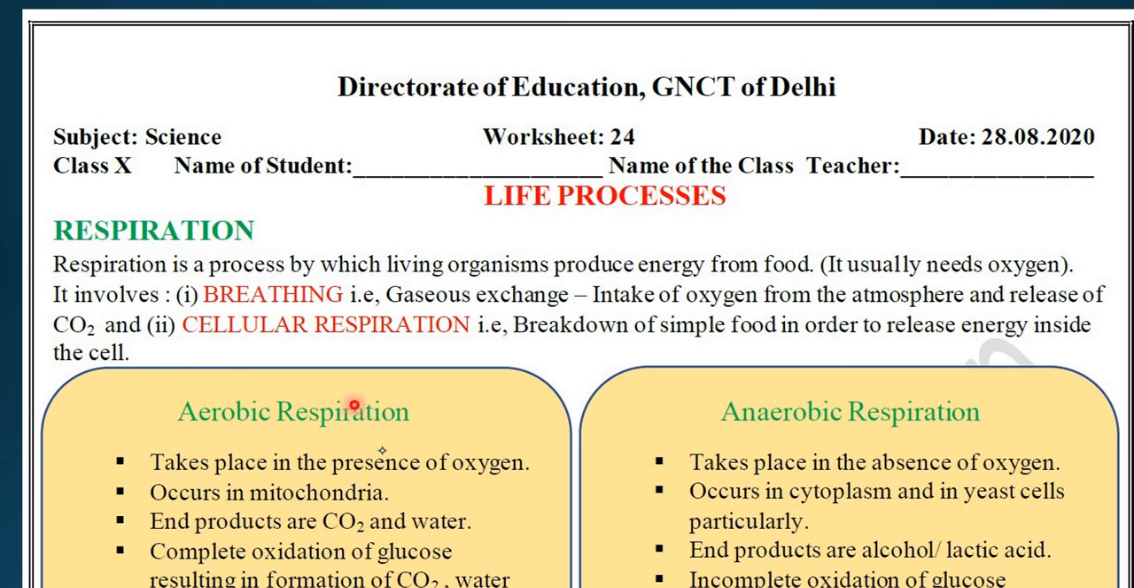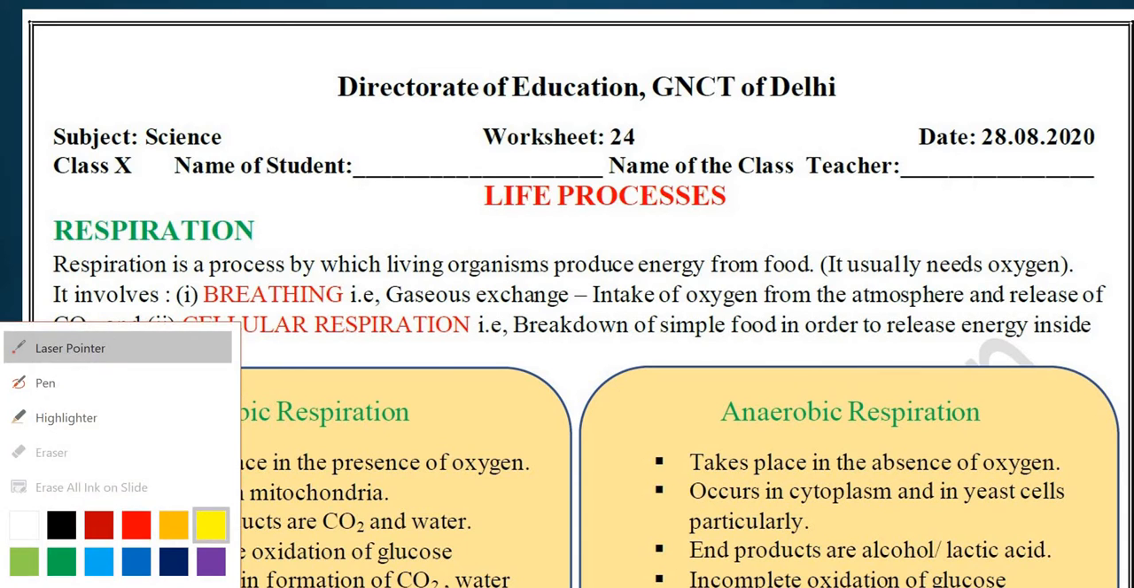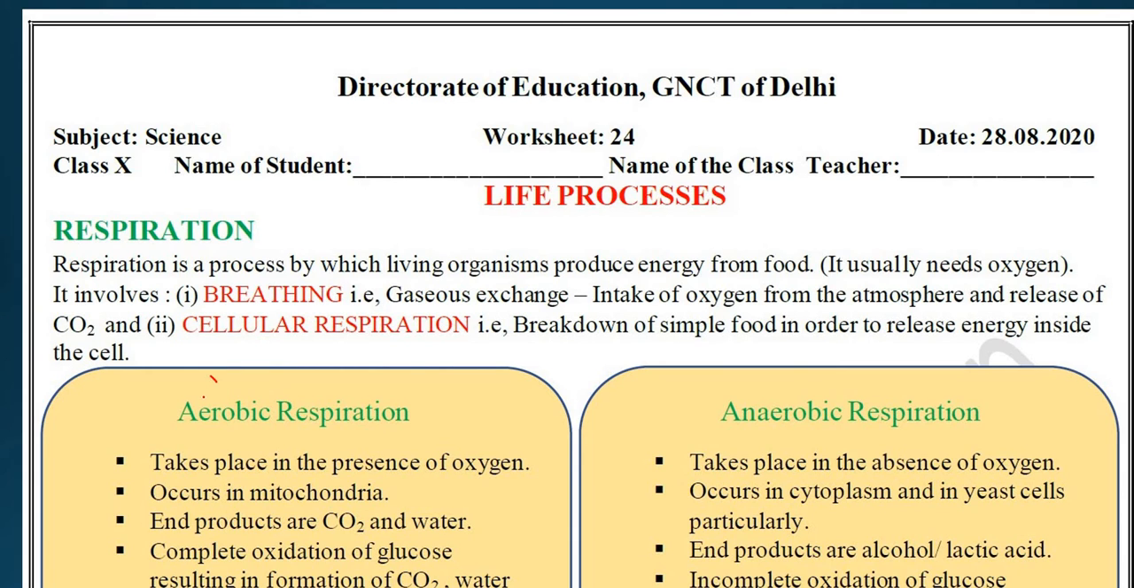Now we will see there are two types of respiration. One is aerobic respiration and the second is anaerobic respiration. The word aerobic means air, and the word anaerobic means without air. The word an represents without.